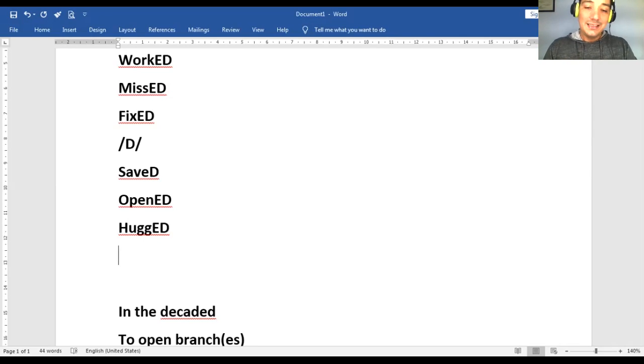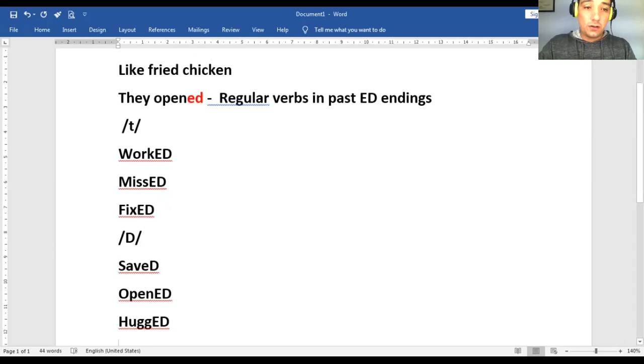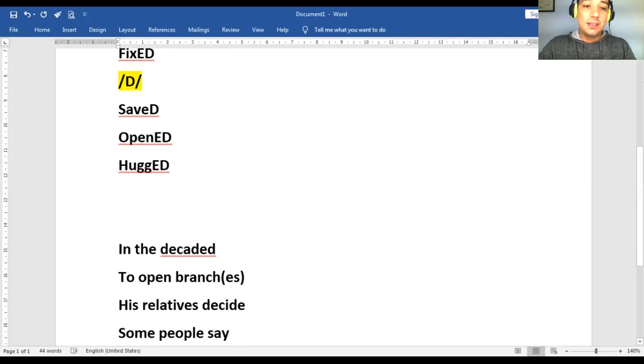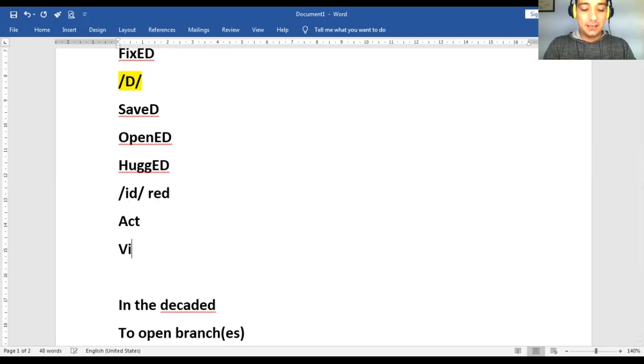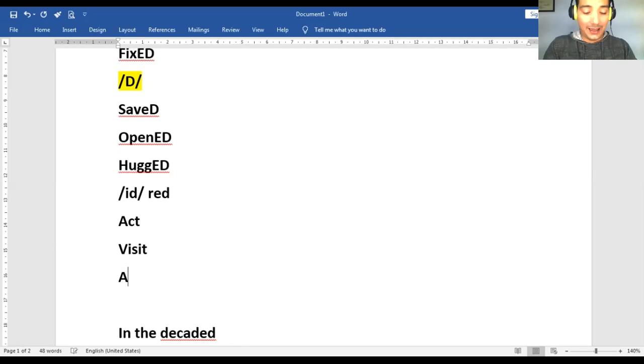And the last rule says that if the verb already ends with the d or t sound, then it will sound like id. Let me give you an example. Like act, for example. Visit, a very common verb. Avoid. Excellent. Thank you very much for the help. So then you have act, visit, avoid.